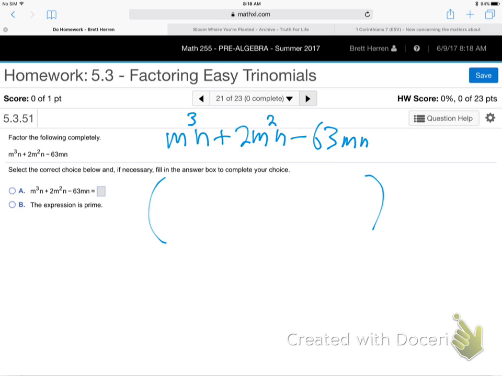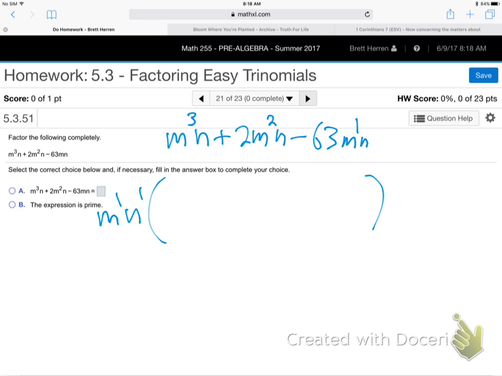Do they all have an M? Yeah. What's the lowest power of M you see first? Now, do they all have an N also? Yeah. What's the lowest power of N you see? Also first. So that's what you got to take out, huh? M and N. Because they all have that in common. They all have an M, they all have an N. Right? So put that out there.